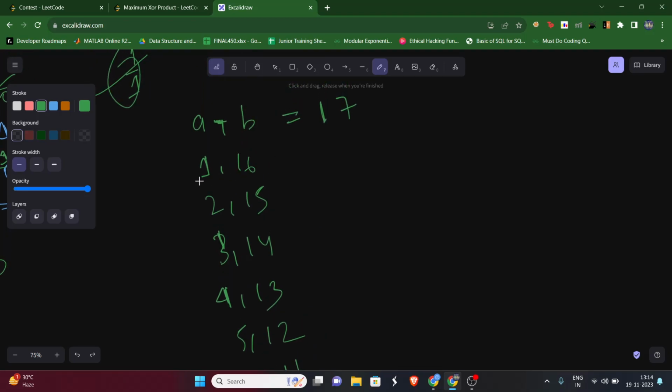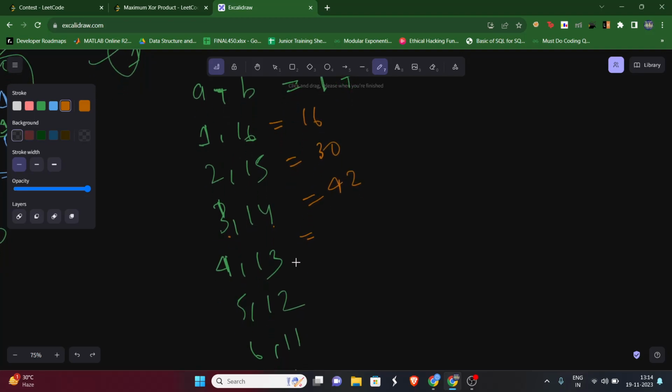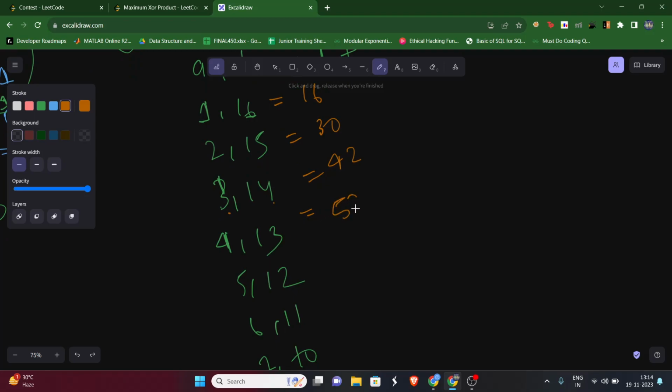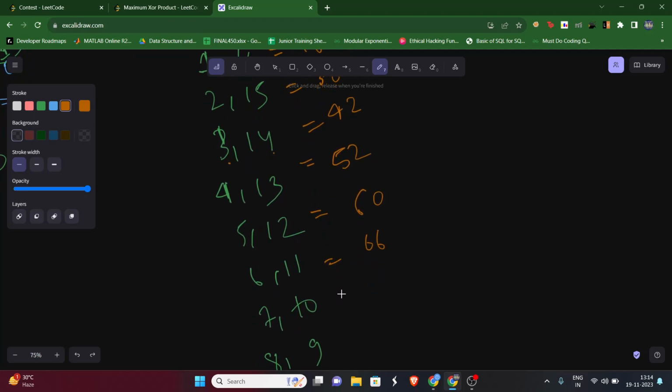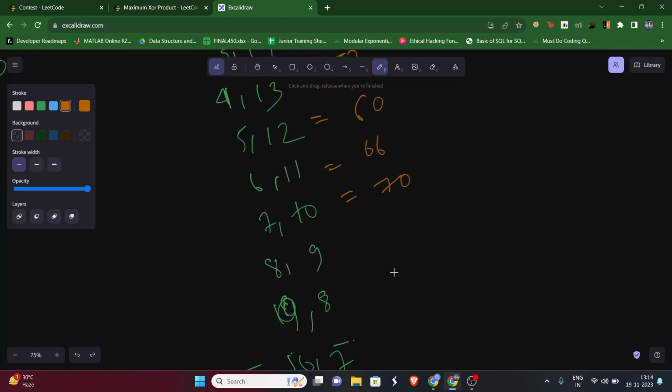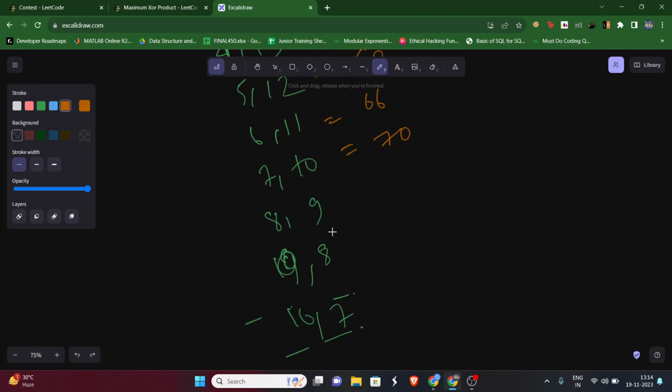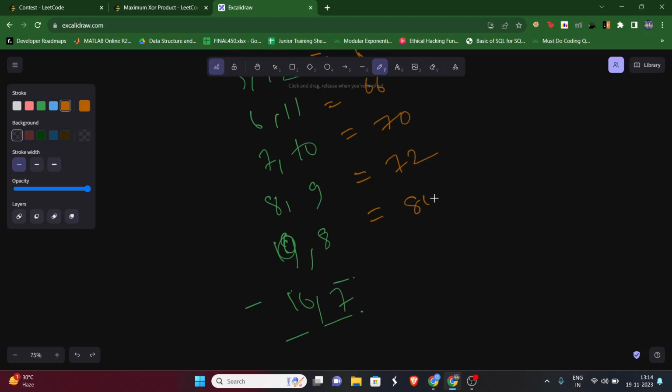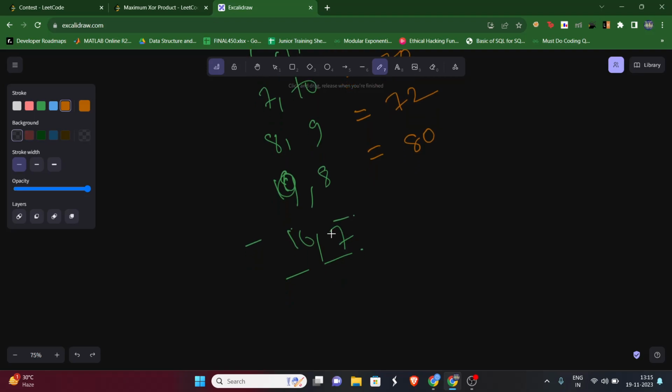So here if you see the multiplication, you will see that this is 16, this is 30, this is 42, this is 52, this is 60, this is 66, this is 70, this is 72, and this is 80. And here it is 10 and 7.